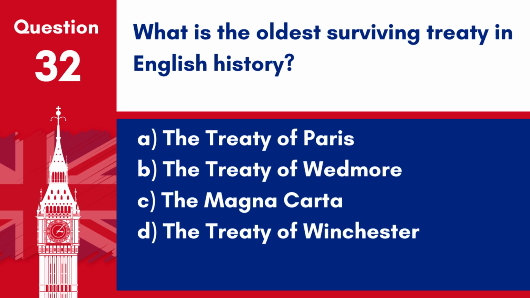Question 32. What is the oldest surviving treaty in English history? A. The Treaty of Paris. B. The Treaty of Wedmore. C. The Magna Carta. D. The Treaty of Winchester. Answer. D. The Treaty of Winchester. The Treaty of Winchester, signed in 1153, is one of the oldest surviving treaties in English history, marking the end of the civil war between Empress Matilda and King Stephen.